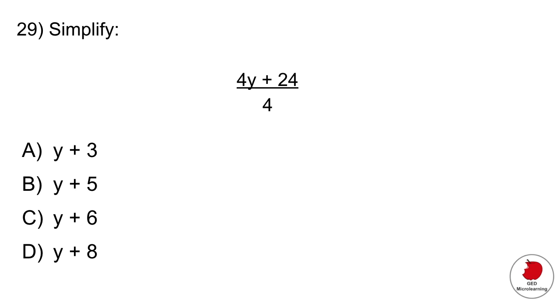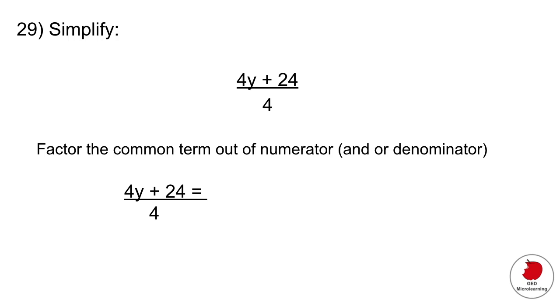All right, so the next question asks you to simplify this expression. And remember that whenever you have a scenario like this, the first thing that you want to do is factor out the common term out of the numerator and sometimes also out of the denominator. The numerator is the numbers on the top, and the denominator is the numbers at the bottom.